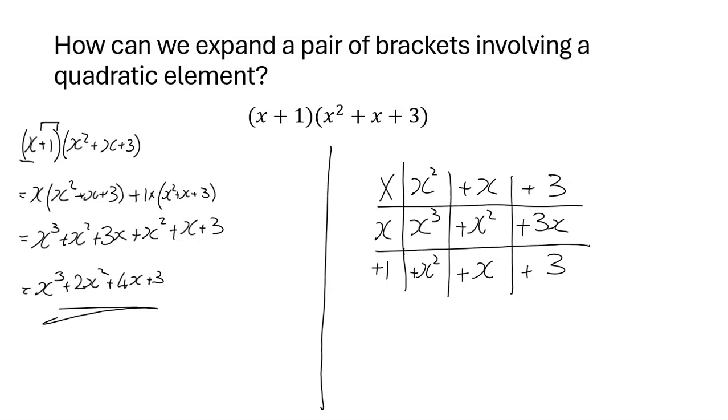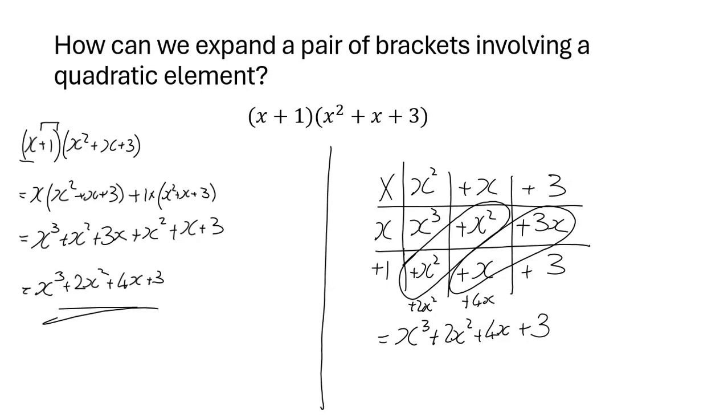I can then simplify. A cheap way of simplifying at this stage, saving you writing it all out, is if you look diagonally, you'll notice that the powers match up here. So I could say, for example, this first diagonal is a plus x squared and a plus x squared, which simplifies to plus 2x squared. Second diagonal here, I've got a plus x and a plus 3x, which will give me plus 4x. So I can then simplify the whole thing: x cubed plus 2x squared plus 4x plus 3.